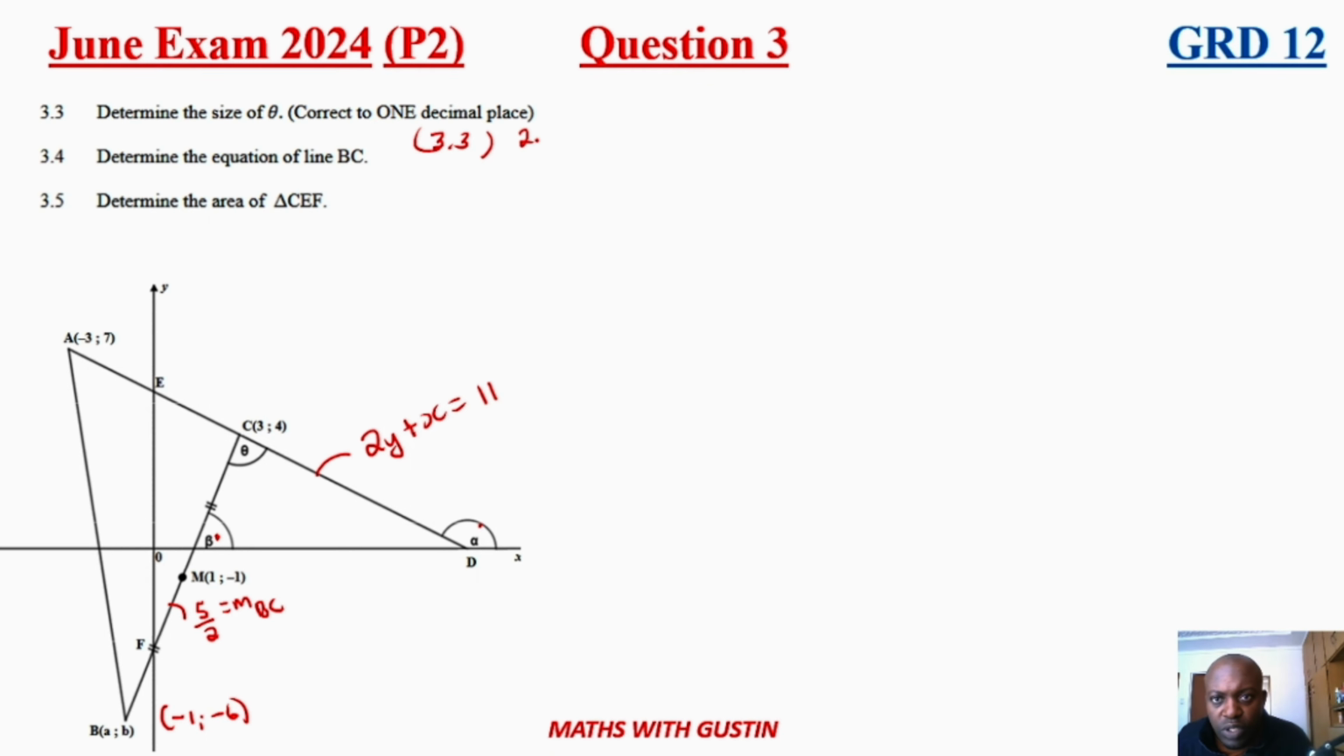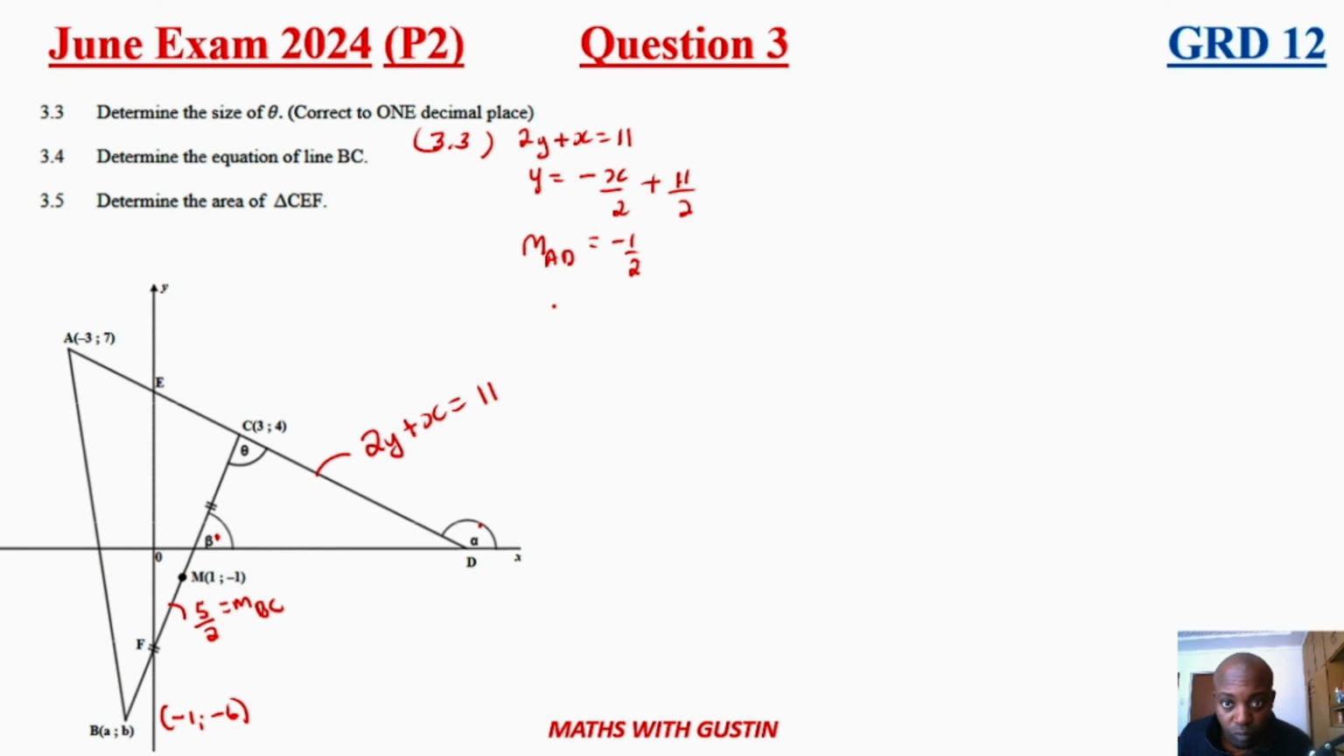Okay, what we would do on this equation that is given to us, we are going to make y the subject of the formula, take x to the other side, and then divide everything by 2. So it's going to be -x divided by 2, plus 11 divided by 2. Basically what I did there, I just made y the subject of the formula. So what is the gradient of this line? The gradient of line AD is going to be given to us by -1/2.